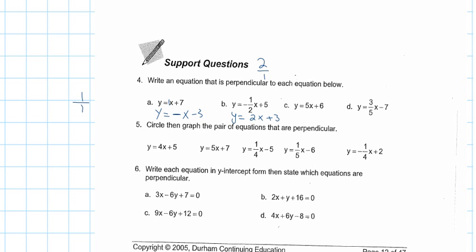Let's look at C. What would be a perpendicular line to y equals 5x plus 6? What's the slope for C? The slope is 5. So what do I do with the slope to find a perpendicular line? Flip it. If I flip this, this is 5 over 1. So it becomes 1 over 5. And it has to become negative because it's the negative reciprocal, x minus 2.